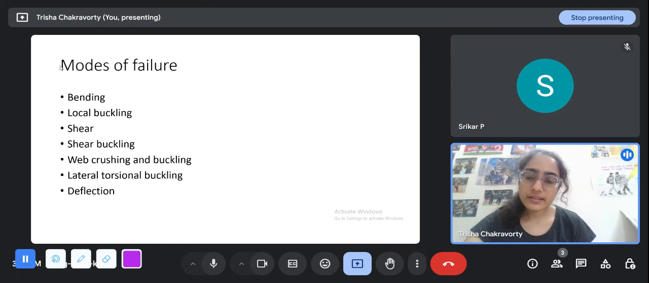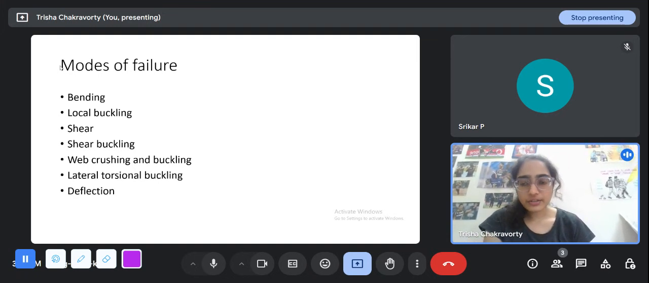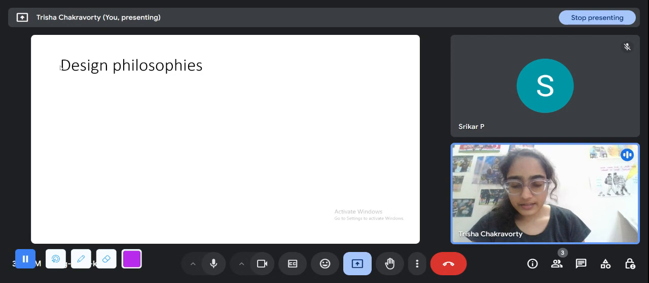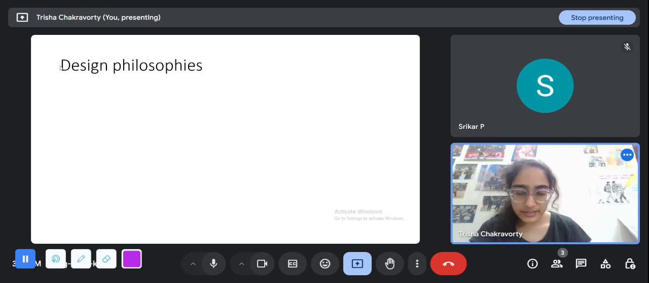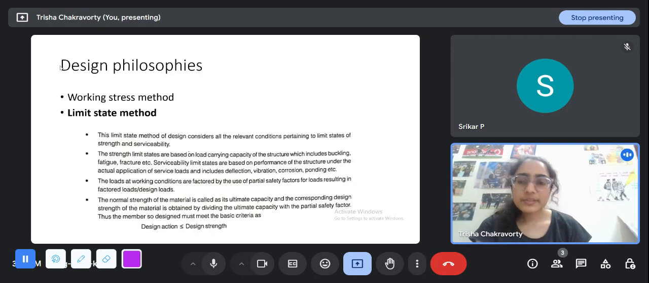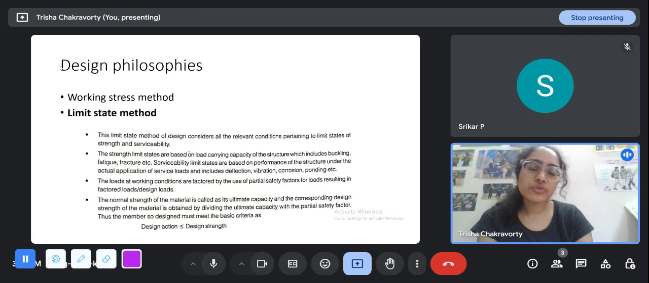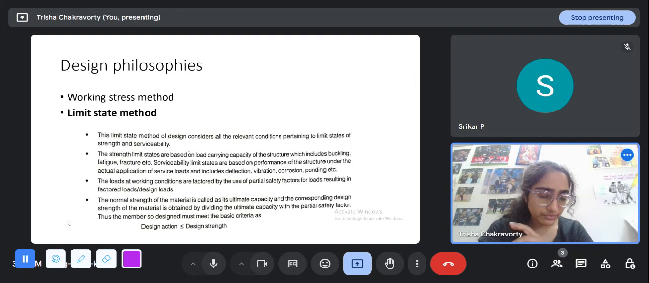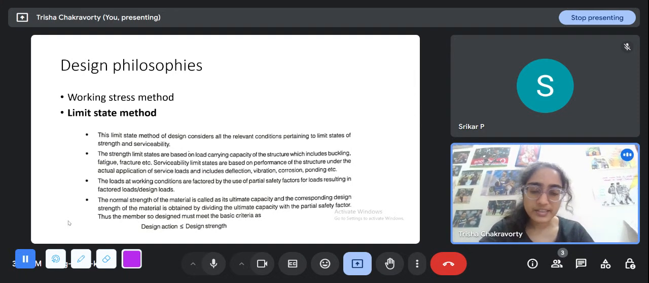And deflection is the serviceability mode of failure. We encounter that in both concrete structures and steel structures. We looked at the two design philosophies: the working stress method and the limit state method. The limit state method is what is used in most design codes today. So the design action should be less than the design strength. That is the working equation of limit state method design. We get the design action by multiplying the working action or working load, where action means load and strength means the capacity.